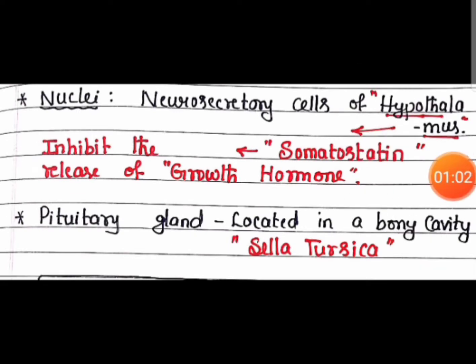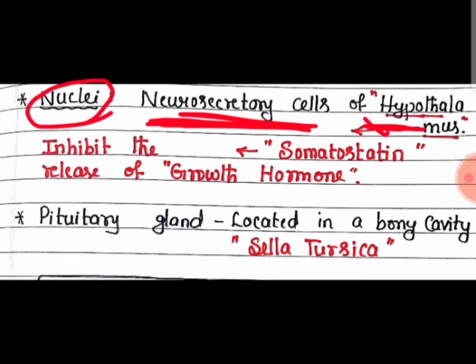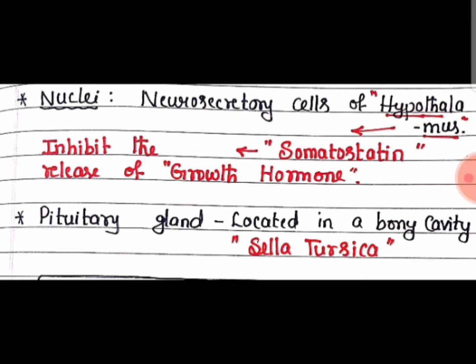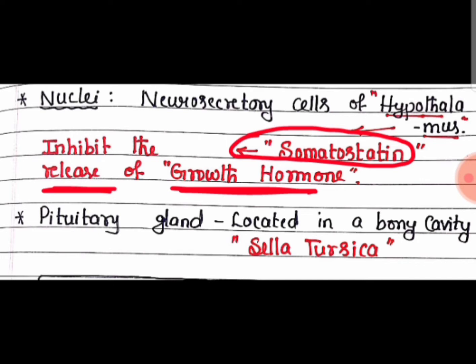Now, in the hypothalamus, neurosecretory cells are called nuclei. And remember, the hypothalamus secretes a hormone called somatostatin, whose function is to inhibit the release of growth hormone. Somatostatin inhibits the release of growth hormone by the pituitary gland.